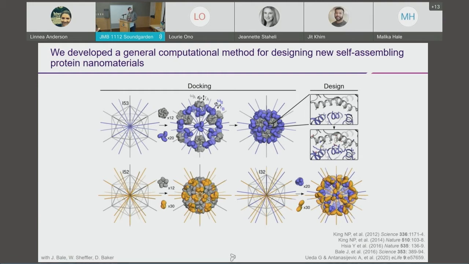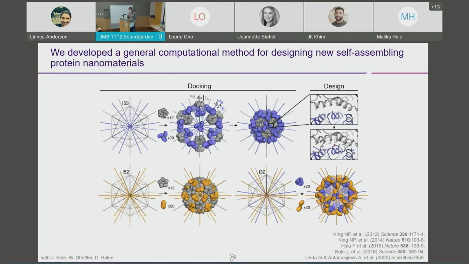So 4 DOFs is really easy to sample, and so we sample those computationally and identify docked configurations where these building blocks fit together nicely. So we're kind of like playing Legos with proteins, right? And then we go into the design step where we use Rosetta's sequence design capabilities to make up a new amino acid sequence at this new protein-protein interface.